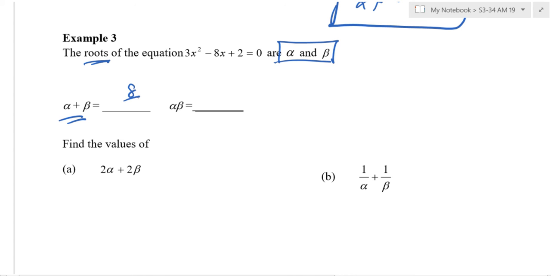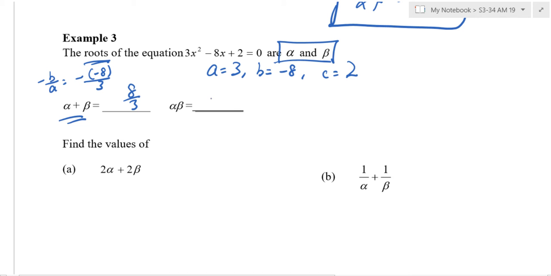8 over 3. Who doesn't agree? Matthew? For you, you must write A equals to what, B equals to what, C equals to what. Then negative B over A, right? Negative of negative 8 over 3, right?